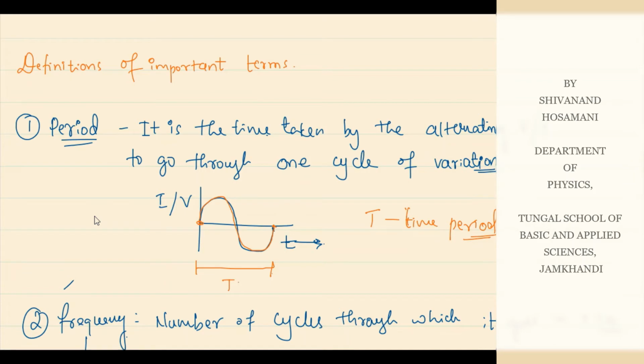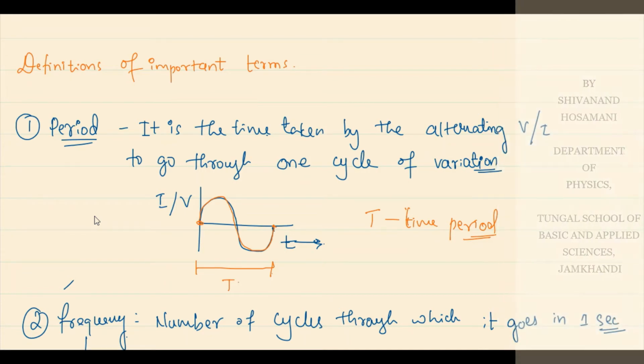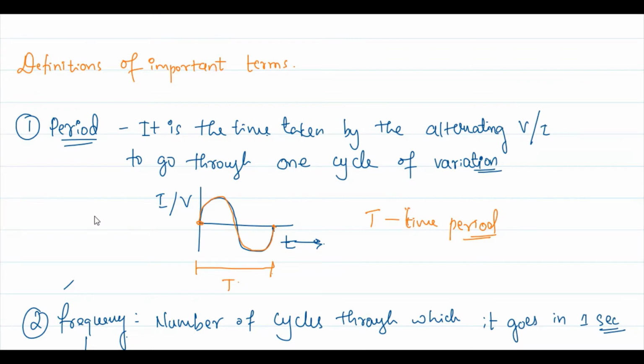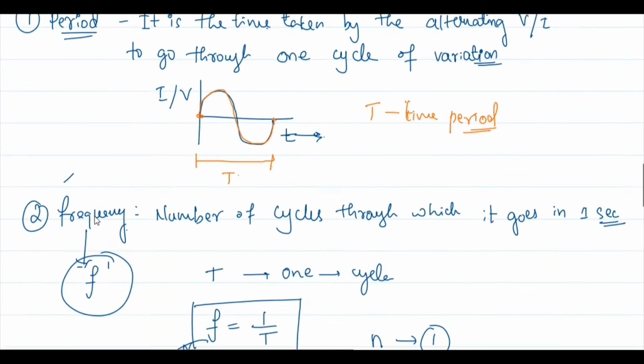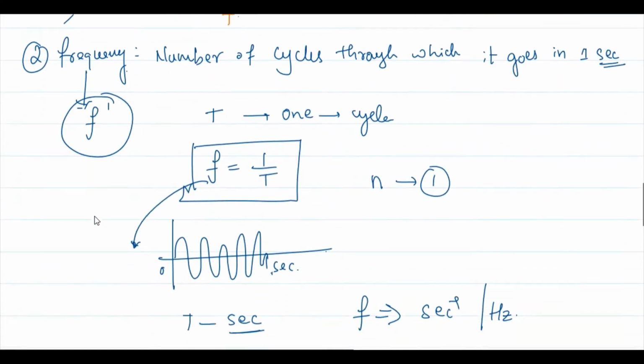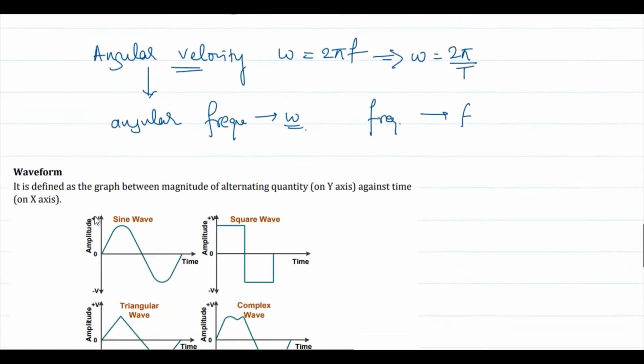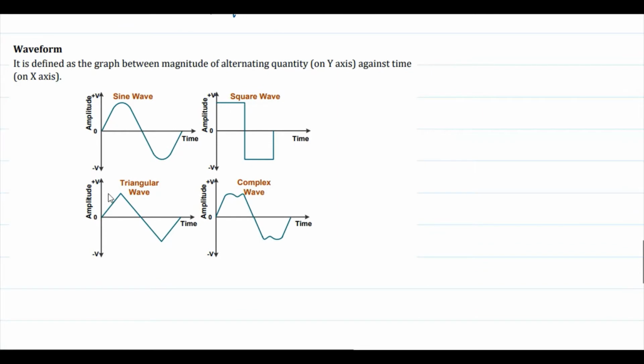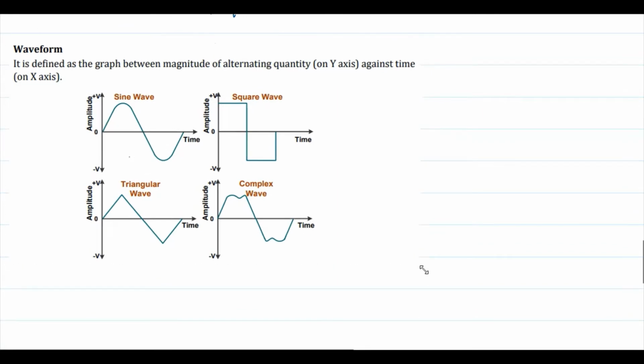Hello, welcome back. Last class we discussed definitions of important terms. I introduced only two terms: first one is period and second one is frequency. Now let me discuss what exactly the waveform will be of the particular AC sources.